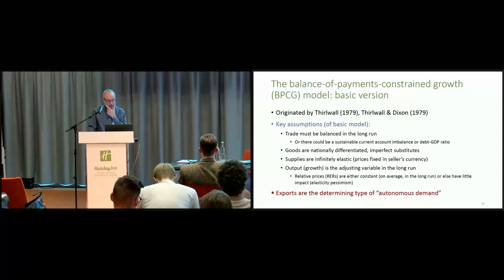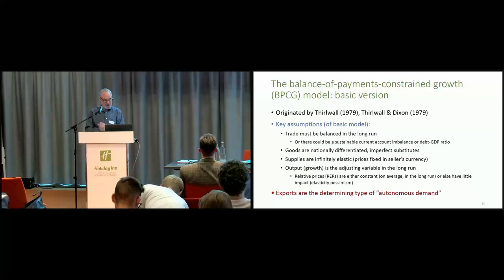Now, for reasons of time, I can only show you the simplest, most basic version, and I will talk about a few extensions of the model only as they're relevant to our general theme. But in the basic model, it does assume that trade has to be balanced in the long run, not in the short run or the medium, but in the long run, or else in extensions with capital flows, there has to be some kind of sustainable current account imbalance or debt to GDP ratio.